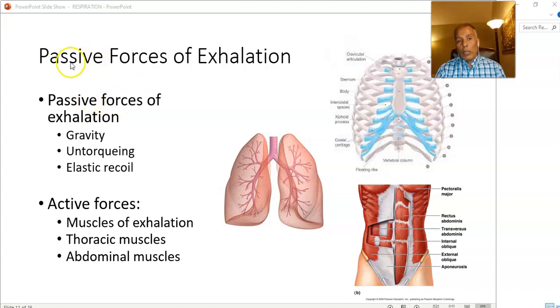So for the exhalation, we have passive forces, and then we have active forces, muscles. So the passive forces first, gravity. It's like you rolled that big boulder to the top of the hill. You put a lot of energy to get there. Now, all you need to do is push that a little bit, and it's going to roll down because gravity is going to pull it down.